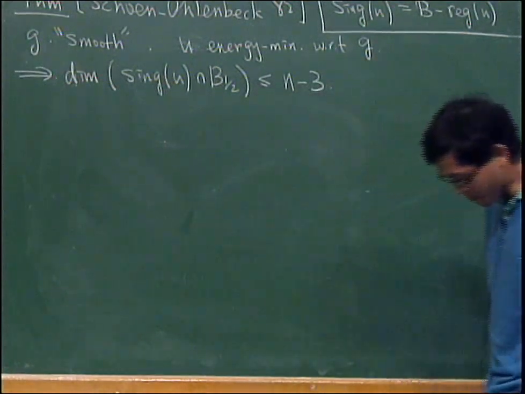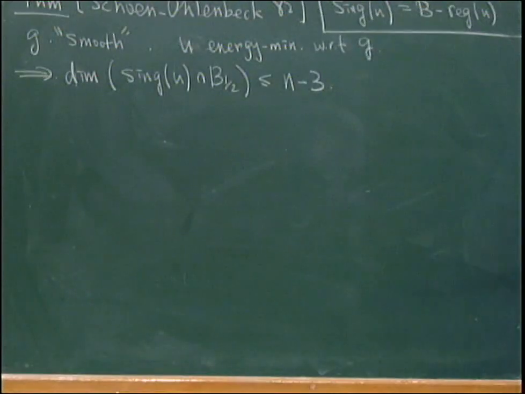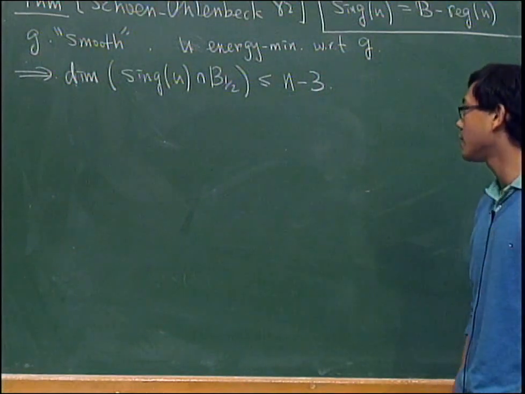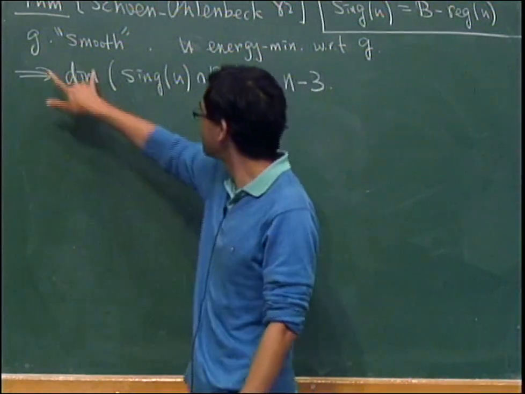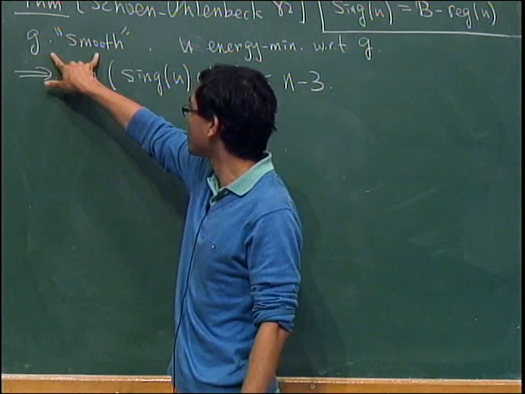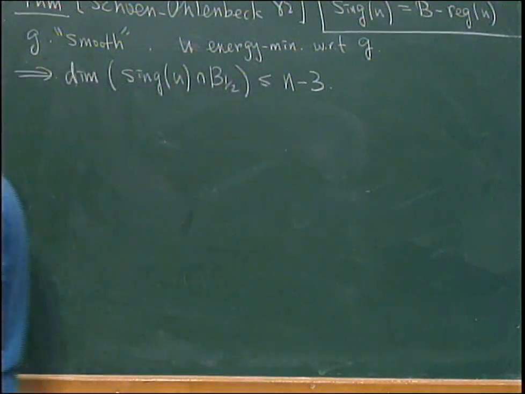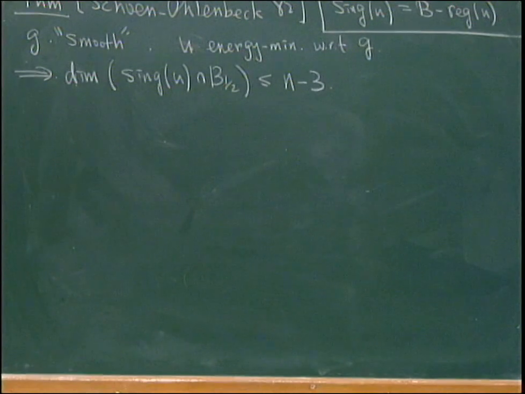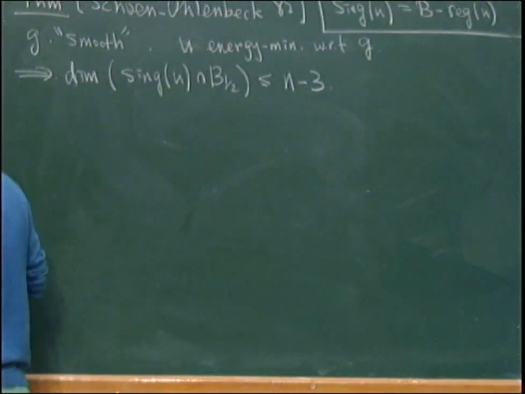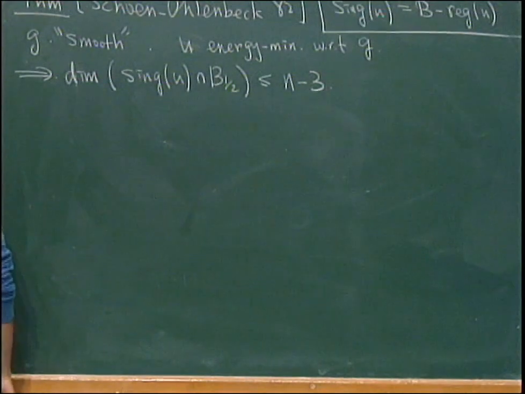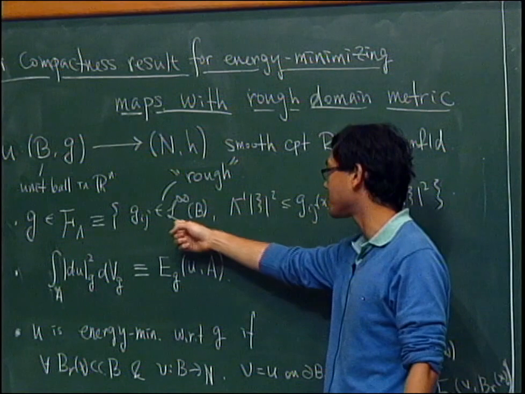So a natural question is, how much of the Schoen-Uhlenbeck regularity theory survives if we relax the regularity requirements on G? If we only have bounded measurable metrics. And by the way, if you don't like to talk in vague terms, then basically you can replace all the "rough" in this talk by "bounded measurable".